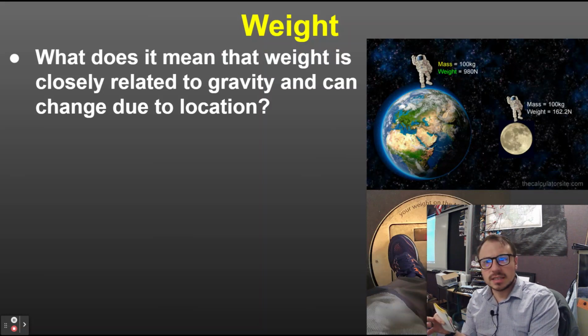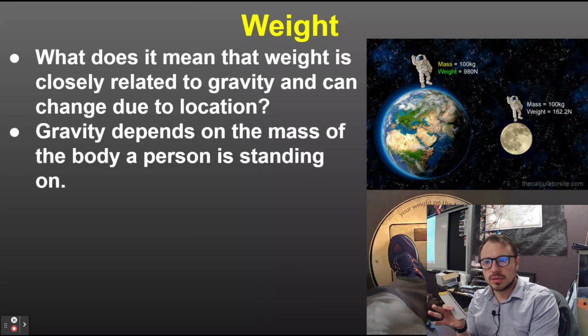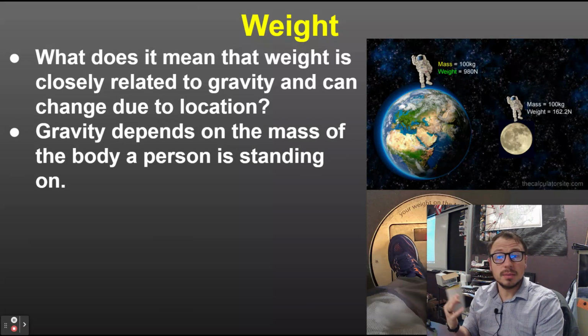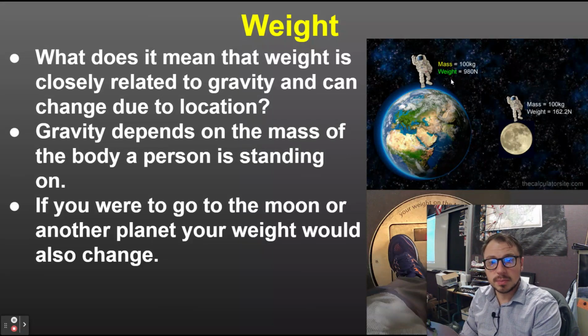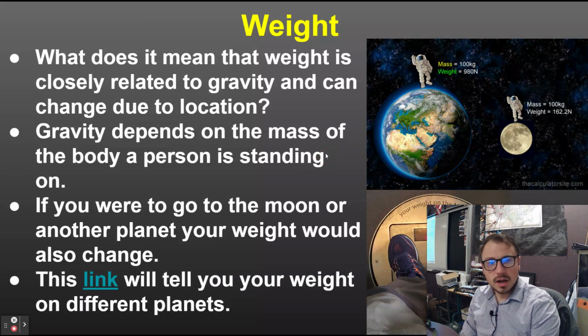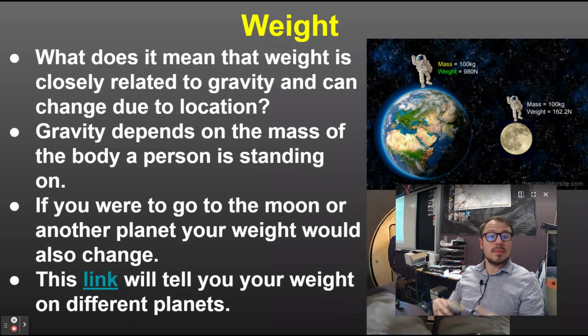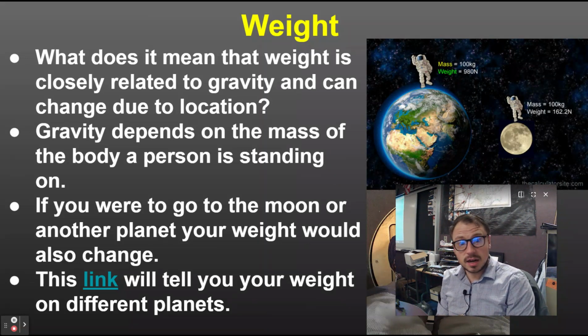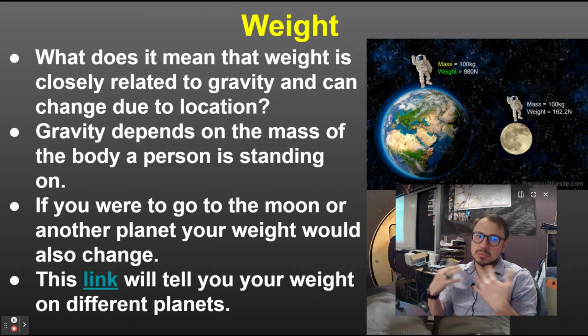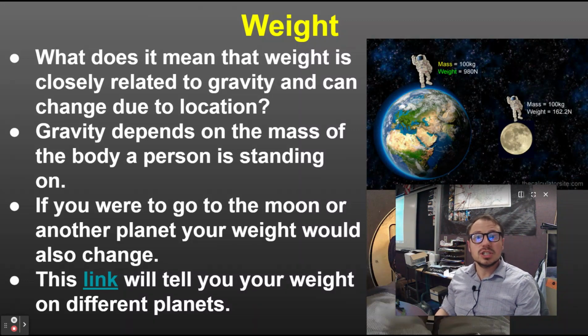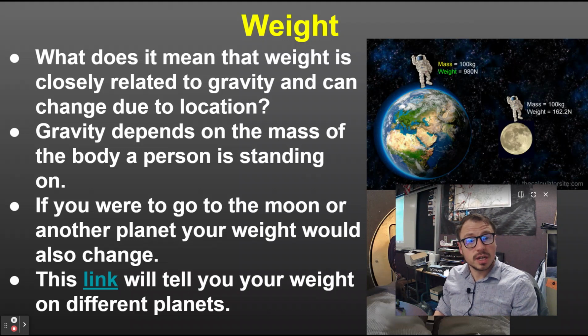So what does it mean that weight is closely related to gravity and can change with location? Gravity depends on the mass of the body a person is standing on. If you were to go to the moon or another planet, your weight would also change. I like this graphic up here. If you look at an astronaut, mass, 100 kilograms, that's just the measured amount of stuff that makes up that astronaut. If that astronaut were to go to the moon, to Mars, or just into space, that does not change the amount of stuff that astronaut is made out of. Yes, the gravitational pull on that astronaut would change. The weight would change, but the amount of stuff that astronaut is made out of does not.